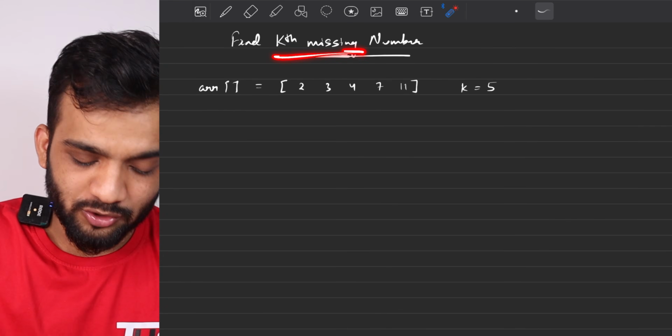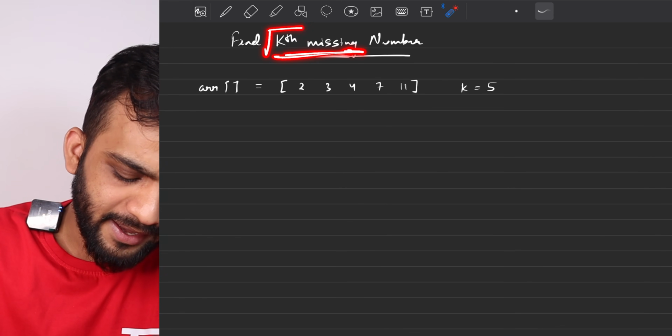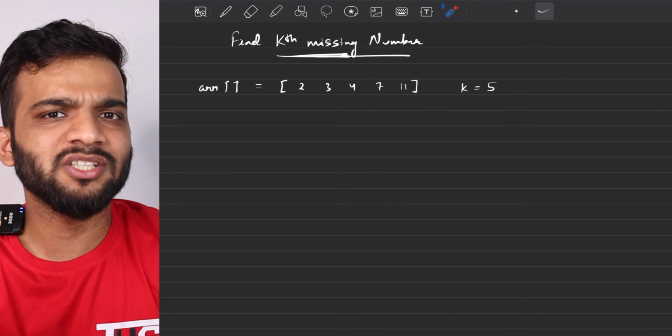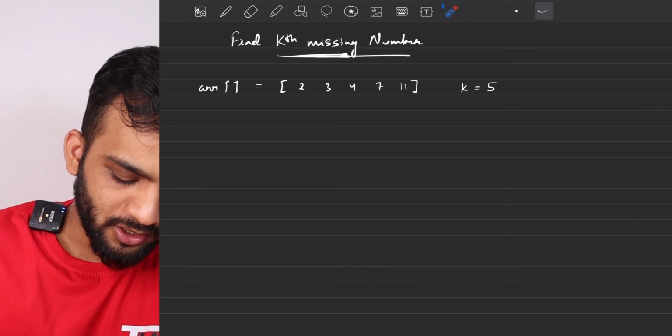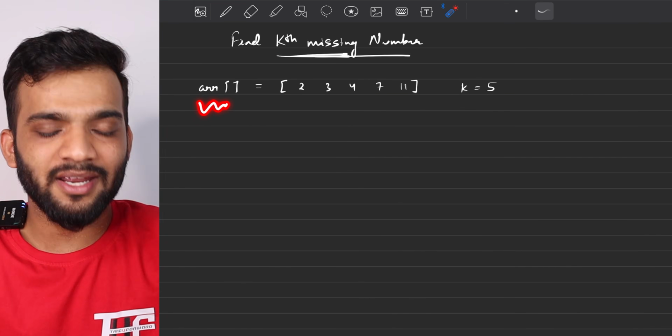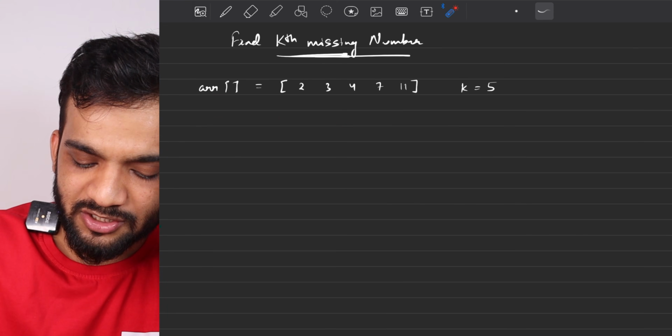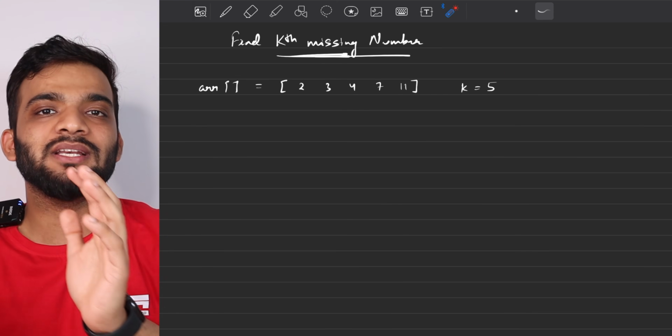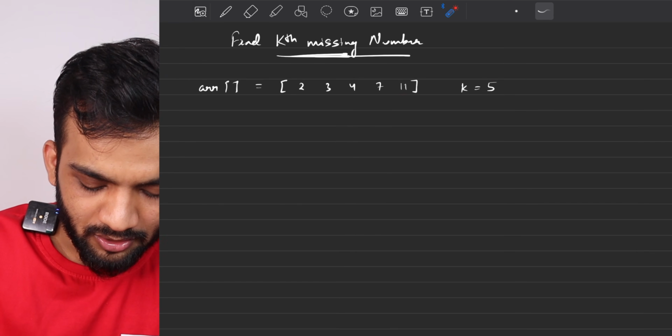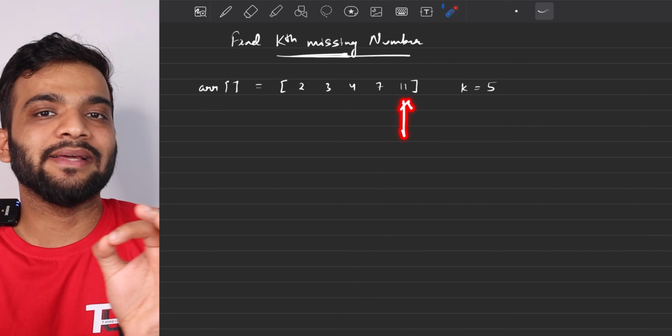So the problem that you're going to solve today will be finding out the kth missing number. What does the problem state? It states that you'll be given an increasing array of positive integers. Your task is to figure out the kth missing number. What does it mean? You can see that the last number is 11.